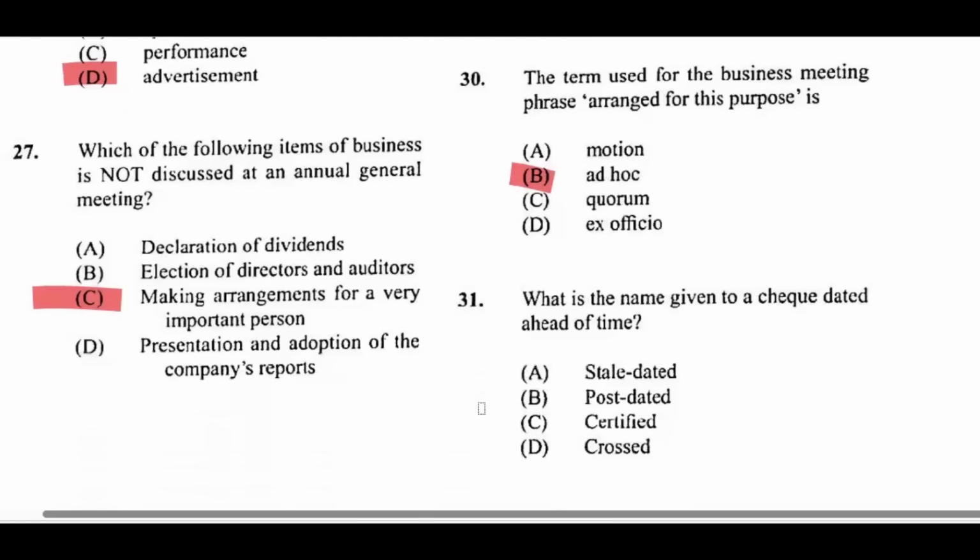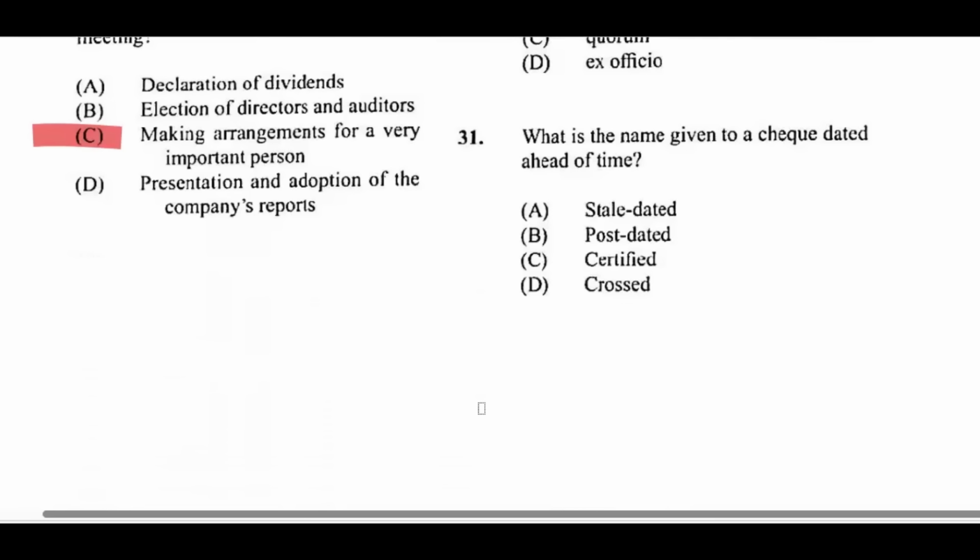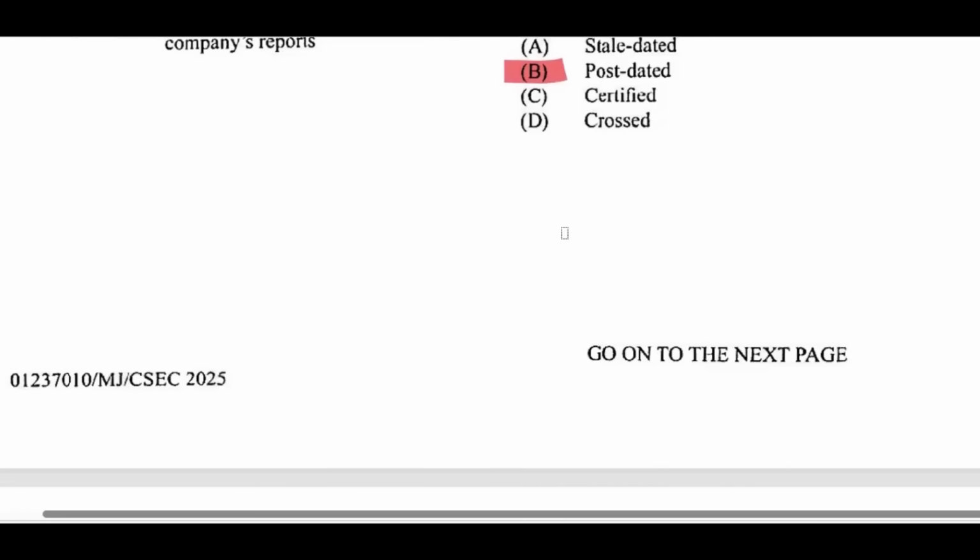31. What is the name given to a check dated ahead of time? Ahead of time is where I write a check and I date it June the 30th. It's ahead of time. We are now in May, right? Because it's ahead of time, that is considered a post-dated check. So you have to wait until June the 30th in order to cash that check. So the answer is B.